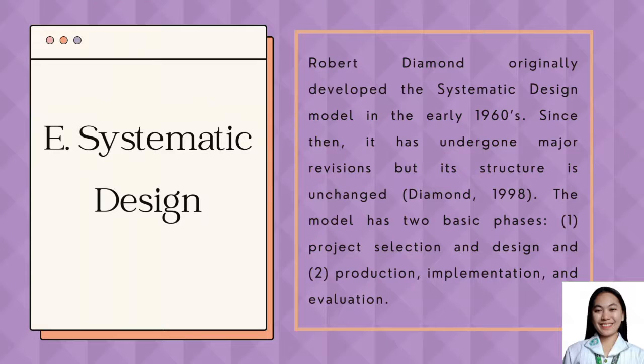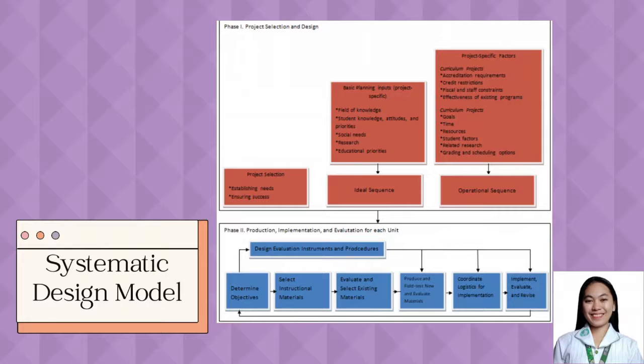Next is systematic design. Robert Diamond originally developed the systematic design model. The model originated in the 1960s and has been revised numerous times, although the basic concept has remained decades later. The model has five characteristics: ideal thinking, uses structural diagrams, is dependent on data, fosters a team approach, and political sensitivity. This model has two basic phases: first, project selection and design, and second, production, implementation, and evaluation.